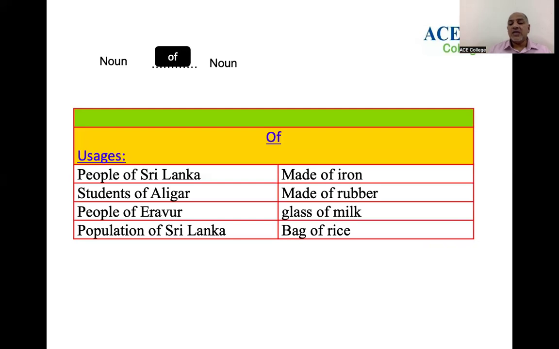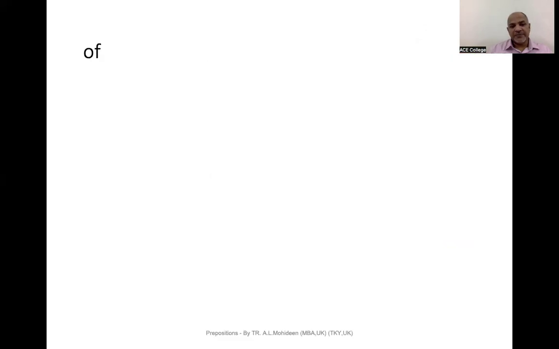And for a country, you have to say: made in Japan, made in India. So for a country, in India. Okay. And then you are going to say something about water and the bag. How are you going to connect? In the bag you have water. In the bottle you have water. In the bag you have rice. So you can say bag of rice, bottle of water. Okay? Glass of milk. So these are the rules you have to remember.